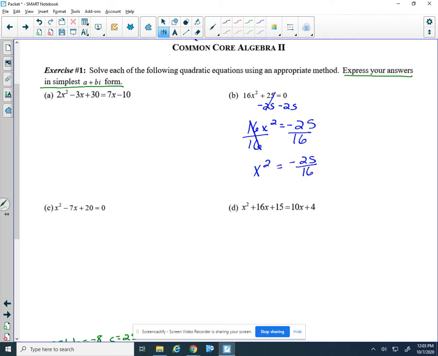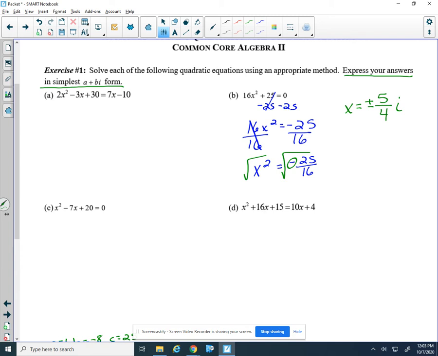From here, we're going to take the square root on both sides. We need to remember our plus or minus. The square root of 25 is 5. The square root of 16 is 4. And because we have a negative radical, my answer is going to have an i. So I can split that up into my 2 answers.